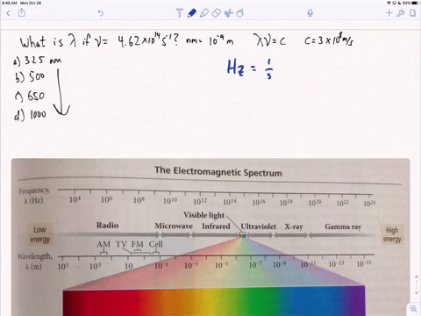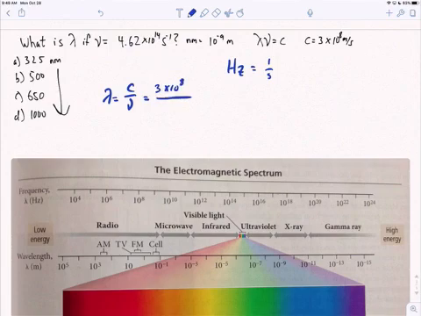So that means wavelength is going to be speed of light over the frequency, which is 3 times 10 to the 8th, all over 4.62 times 10 to the 14th. So 3 exponent 8 divided by 4.62 exponent 14.